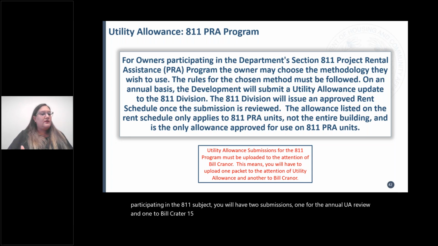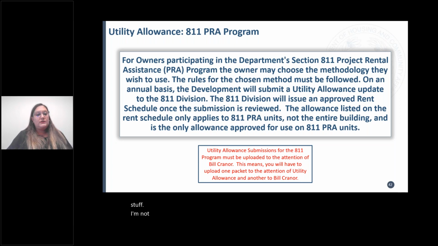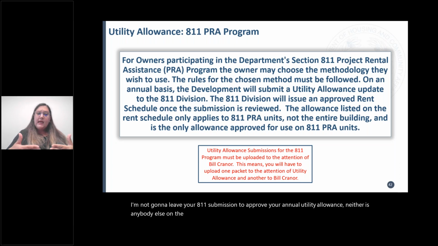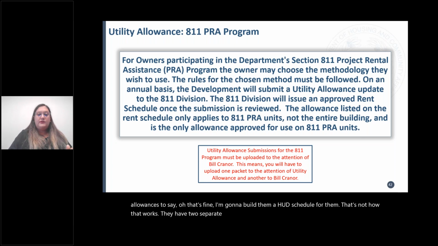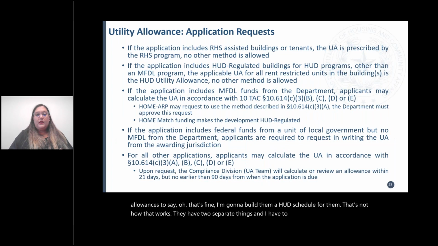He's not going to look at our stuff and I'm not going to look at his stuff. So I'm not going to use your 811 submission to approve your annual utility allowance. Neither is anybody else on the UA team. And Bill is not going to pull the one you submitted to utility allowances to say, oh, that's fine, I'm going to build them a HUD schedule for this. That's not how that works. They are 2 separate things and they have to be handled independently of each other.